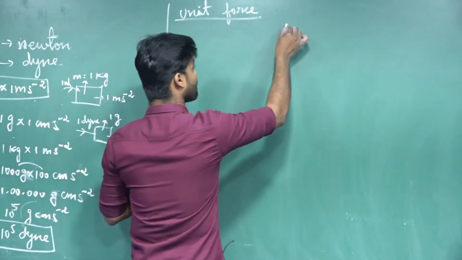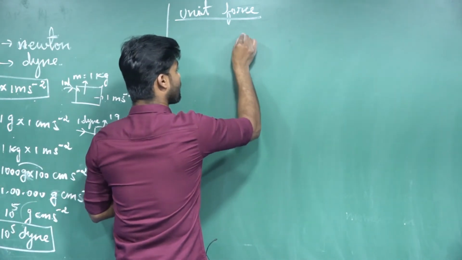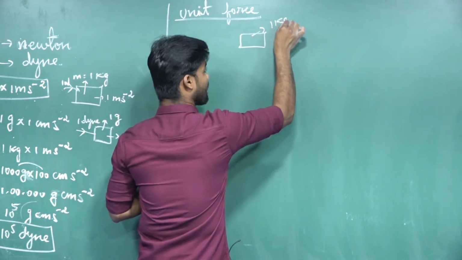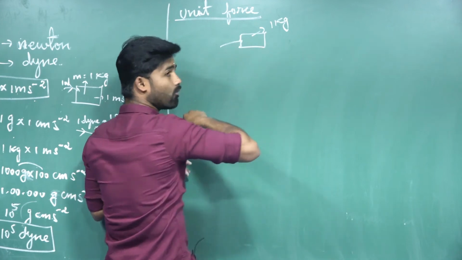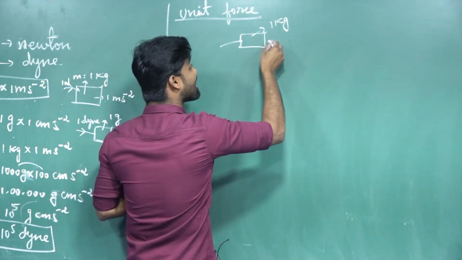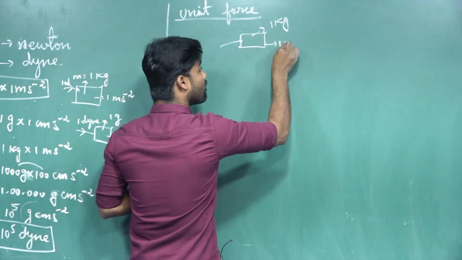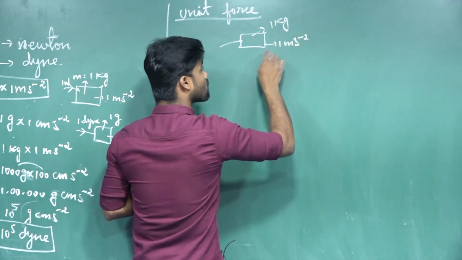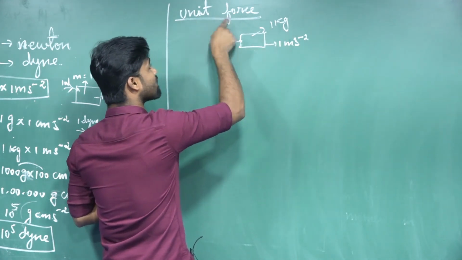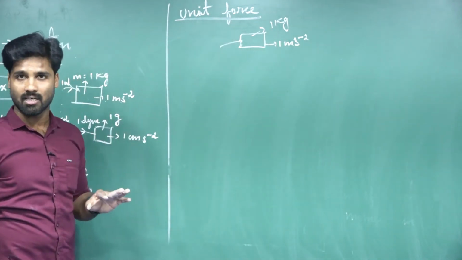Let us consider one object of mass 1 kilogram. The amount of force required to produce an acceleration of 1 meter second power minus 2 for an object of 1 kilogram is said to be the unit of force. Can you understand, dear students?